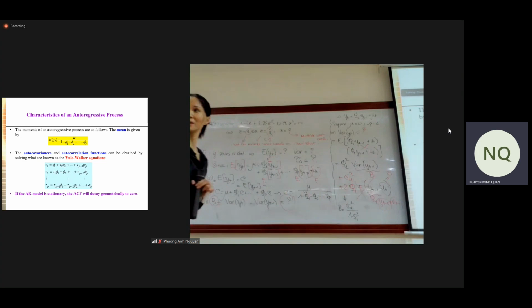Next, autocorrelation. Fortunately, we can obtain what we call the Yule-Walker equations system. We try to get the system of equations, and solving it gives all the tau that we want. So the variance is fine. Next, the tau.